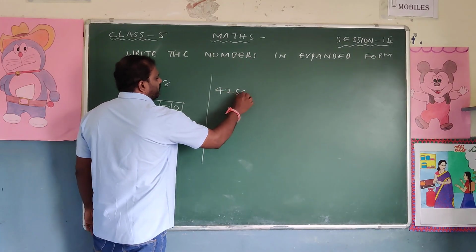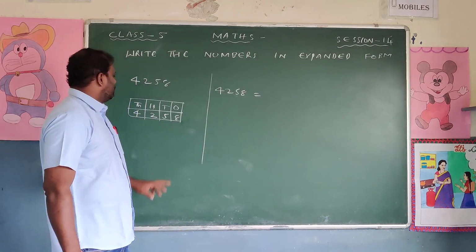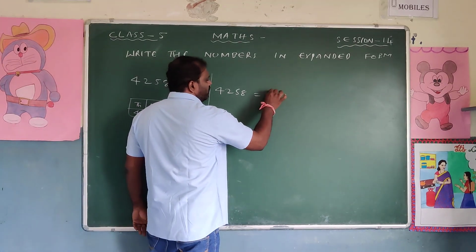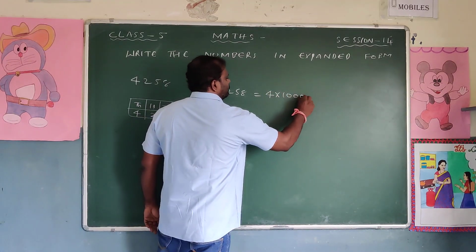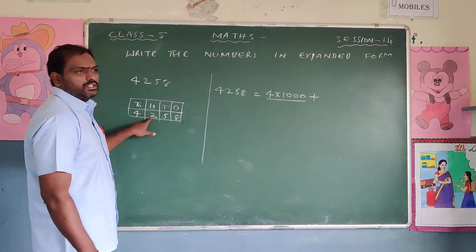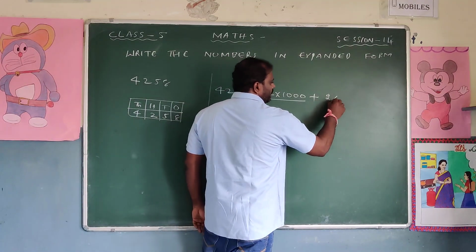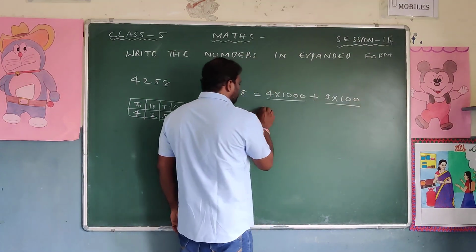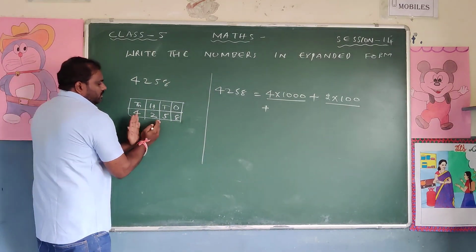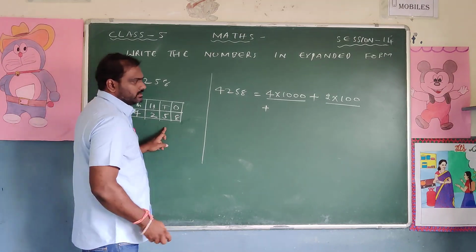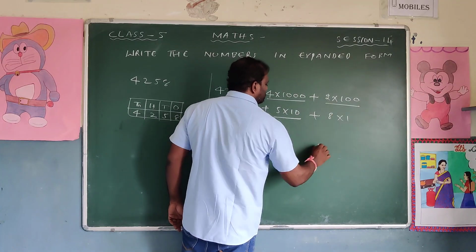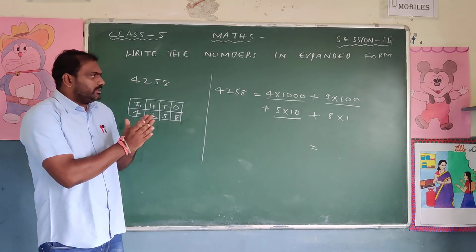Now how to expand: 4258 is equal to 4 into 1000, plus 2 into 100, plus 5 into 10, plus 8 into 1. We have to add them because this is 4000, this is 200. That's all. This is the way to expand.